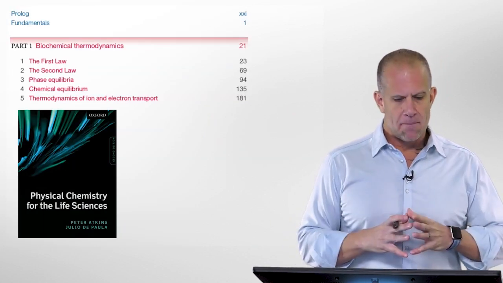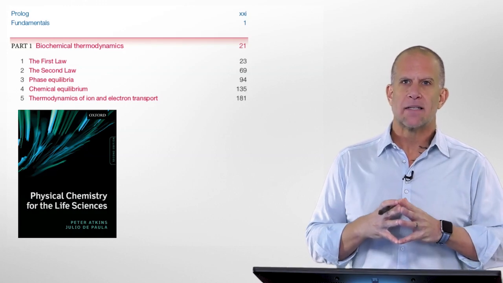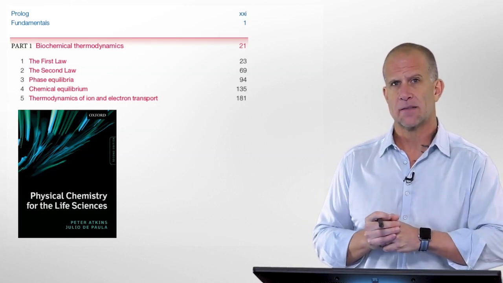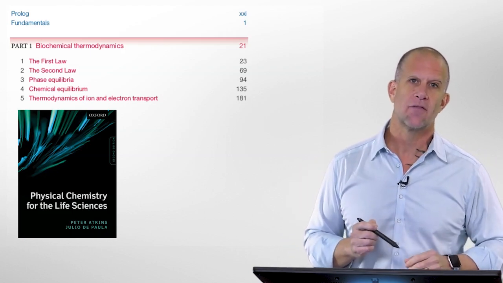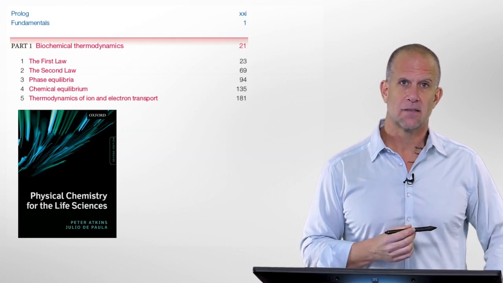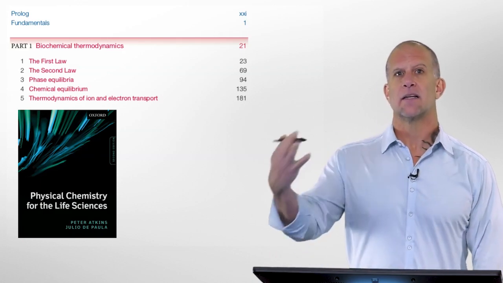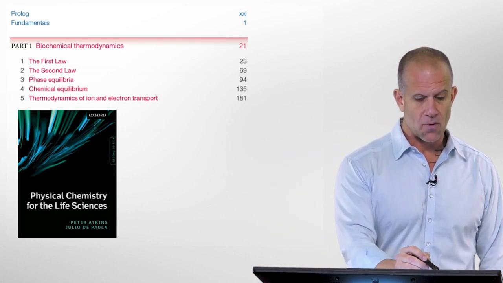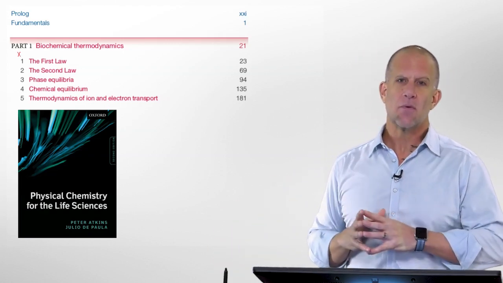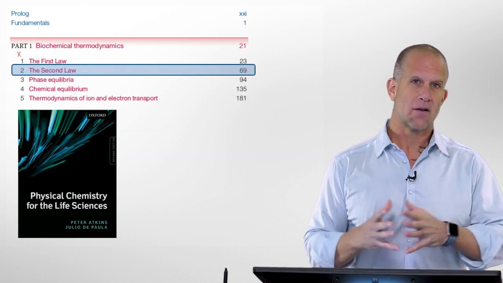So the first part of Atkins' book, the second edition, goes through biochemical thermodynamics, which is our macroscopic theory for understanding biochemistry and biochemical processes. So we've made a different video looking at chapter 1, which is the first law of thermodynamics. And today we're really going to be looking at the second law of thermodynamics.